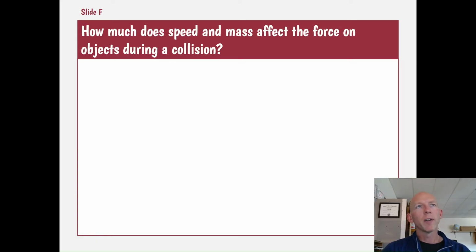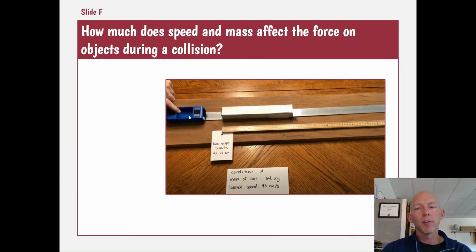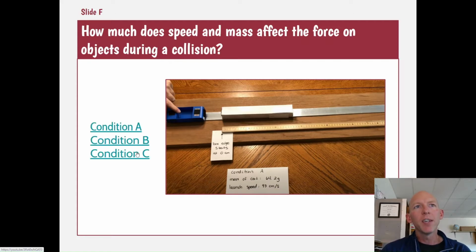The next question we asked was, how much does speed and mass affect the force on objects during a collision? So we set up this launcher system where we launched a cart into a box. And then we started looking at the forces that were on the cart and then the forces that were on the box. And if you remember, we set up three different conditions, just called condition A, B, and C.